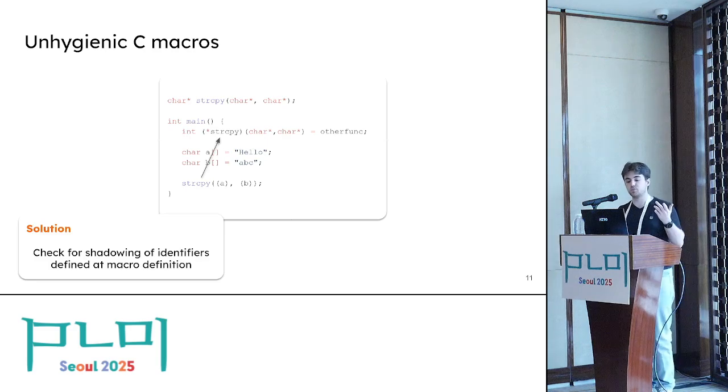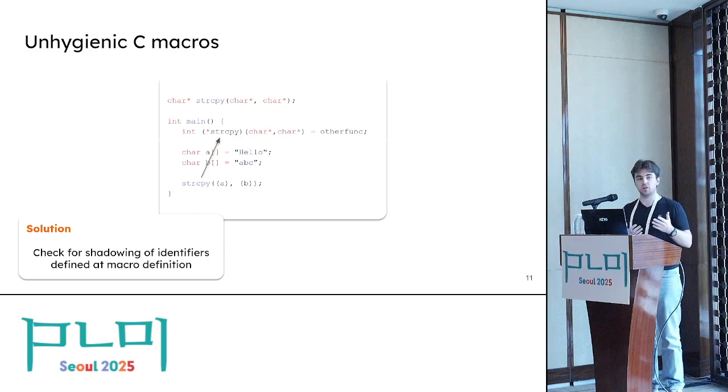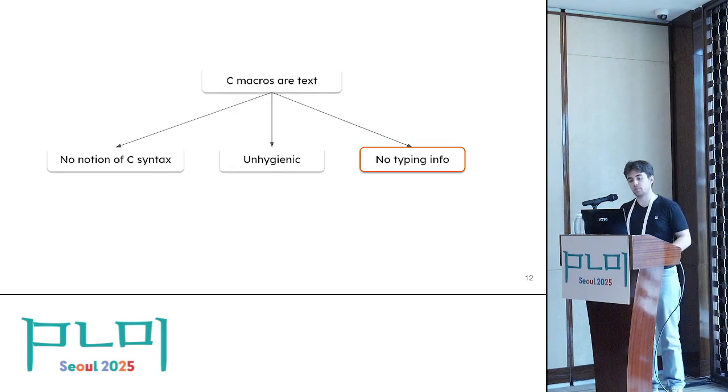And so the solution here is pretty simple. At each macro invocation site, we check if those shadowing issues occur, and if they do, we throw a warning in the transpiler and we expand the macro because there's nothing we can do with this.